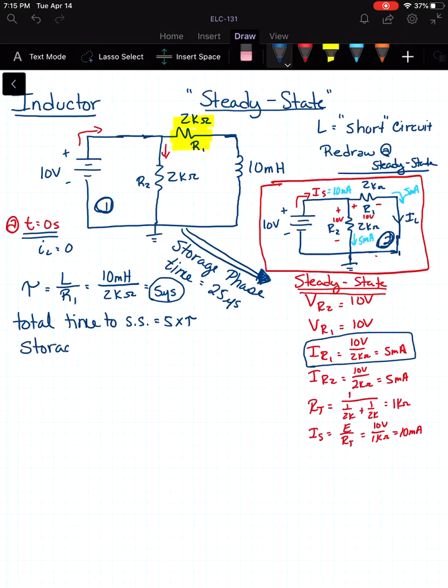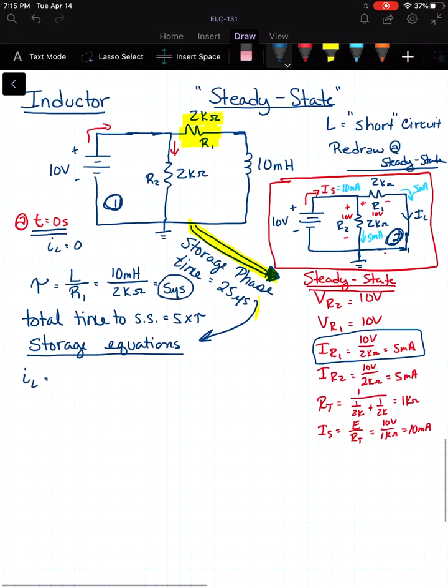And these are called the storage equations. So if we want to figure out what happens between here and here, that would be your storage equations. Okay, so the current through the inductor is going to start at 0 and go to a maximum value. So that equation is 1 minus e to the minus t over tau, and tau, remember, is 5 microseconds.